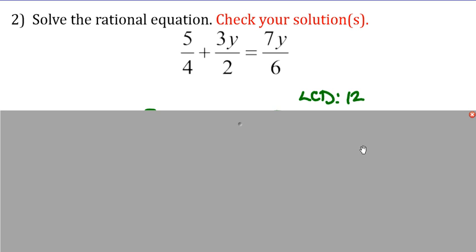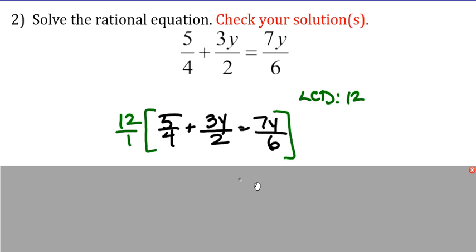Well, think about it. If you're dividing by 12, how do you undo that? You would have to multiply by 12. So we're going to take each piece of our equation times 12. Again, multiplying the numerators, multiplying the denominators.